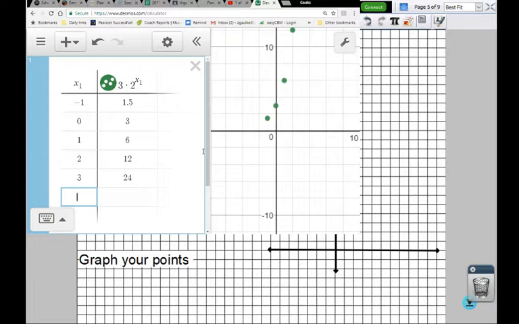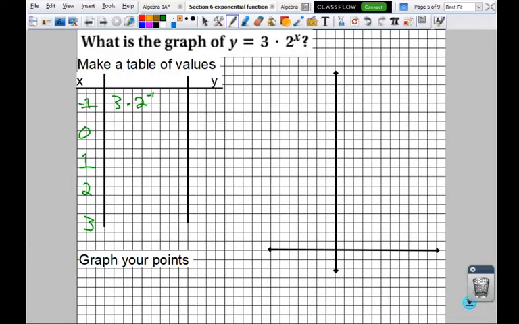Okay, so I'm going to fill in this next part of my table. This is going to go in the Y part on my table. So let me go back here real quick. Okay, so my Y's, I got 1.5, and then 3, and then 6, and then 12, and then 24. And we actually really aren't going to use this middle part of our table in this. We are going to have to actually graph it though.